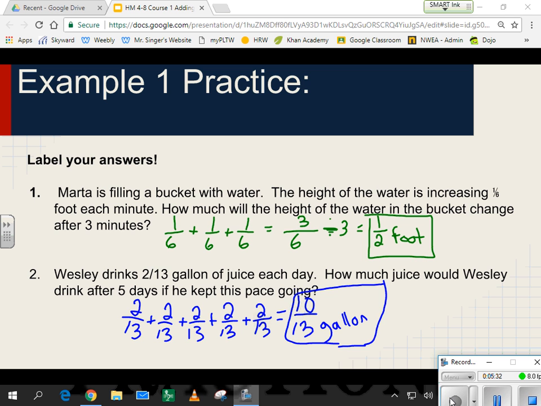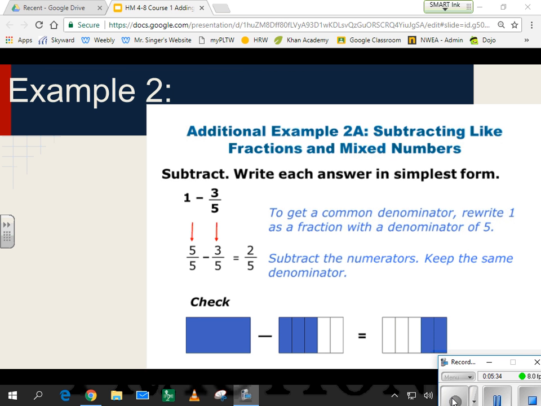All right, so we're going to up the ante a little bit here with example 2. Here we're going to be looking at subtracting fractions, and now I'm throwing in a whole number. So what is it that you can do with a whole number? Well, the one thing you have to know when you're getting a common denominator for a whole number is you have to rewrite the fraction with a common denominator.